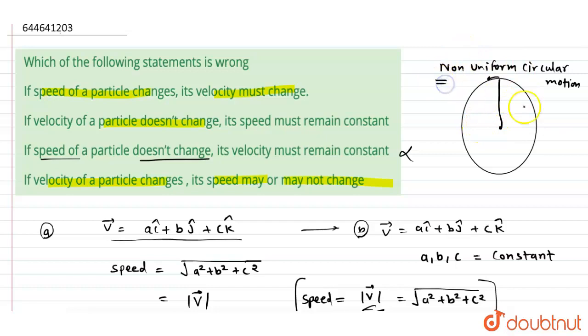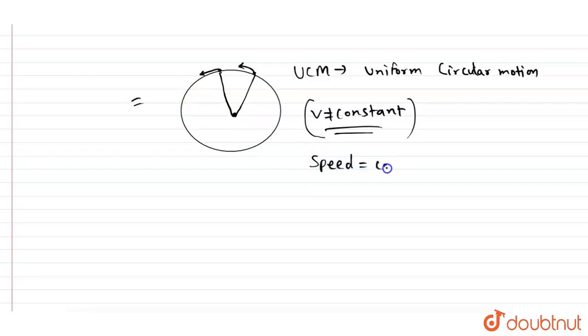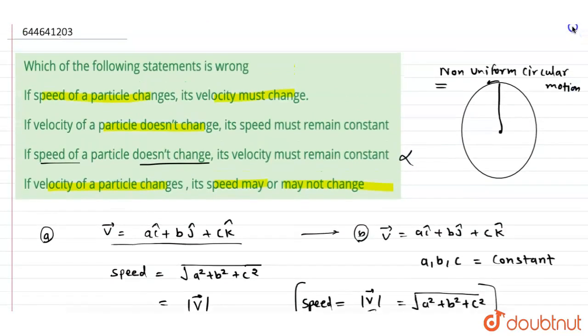That's why it is said to be non-uniform. But in case of uniform, as I told you, the speed is constant, and the velocity is not constant, because the direction is changing. Due to the direction change, we can say the velocity is not constant, as velocity is a vector quantity. So this shows that the third option is the incorrect one.